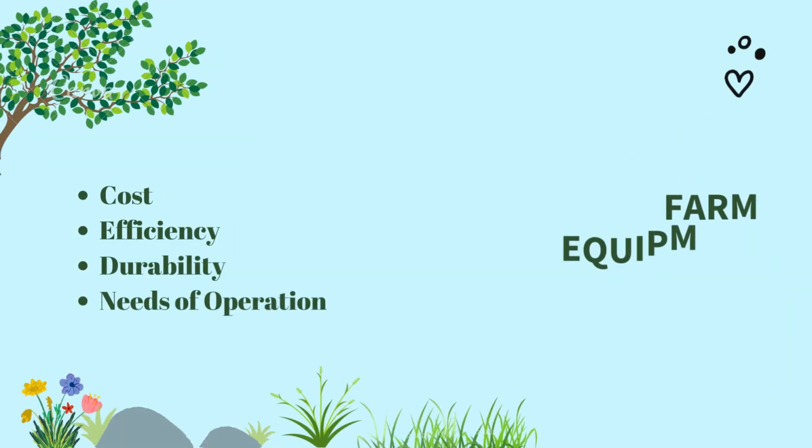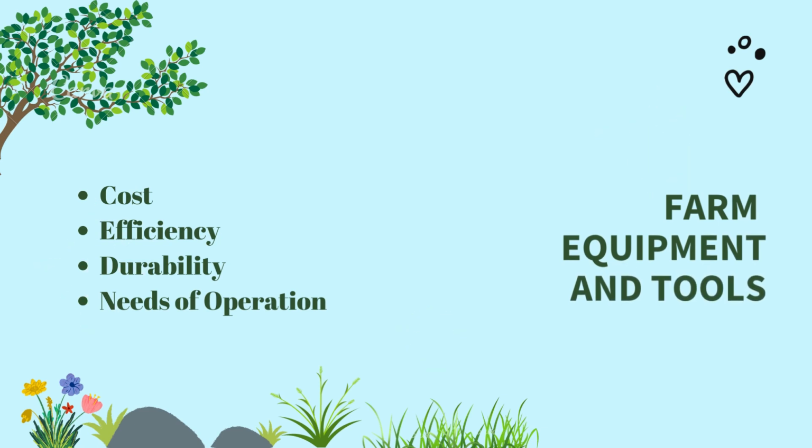Another important aspect of farm planning is selecting the right equipment and tools for your operation. Depending on the size and scale of your farm, you may need a variety of tools and equipment to manage your crops and maintain your land. When selecting equipment, it's important to consider factors such as cost, efficiency, and durability.